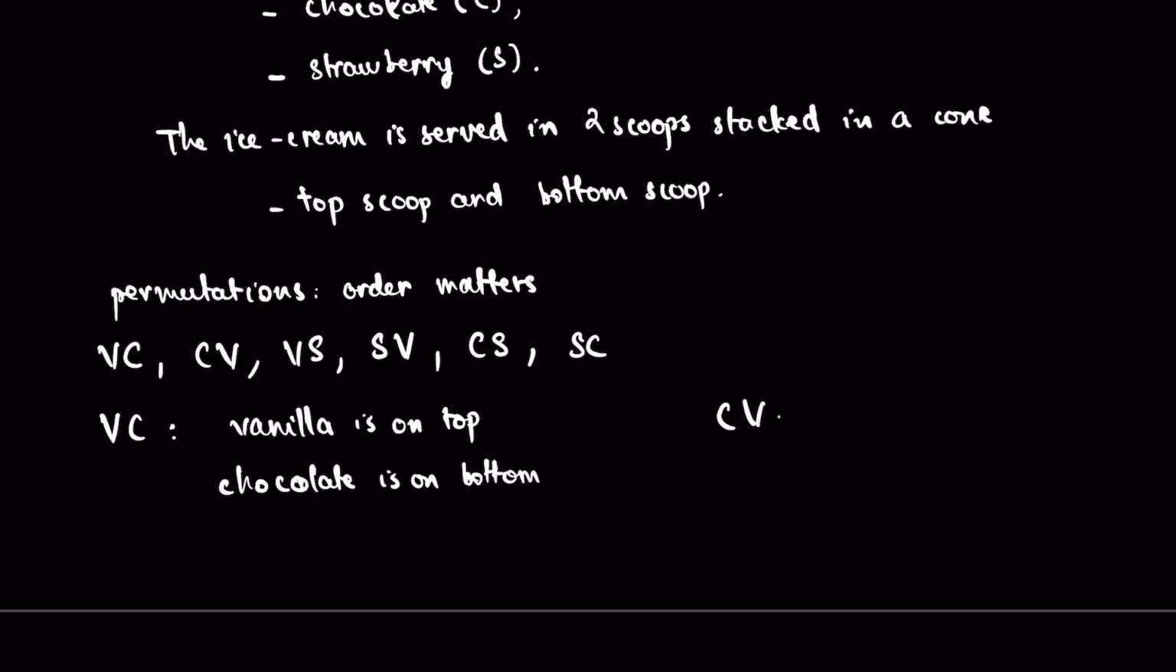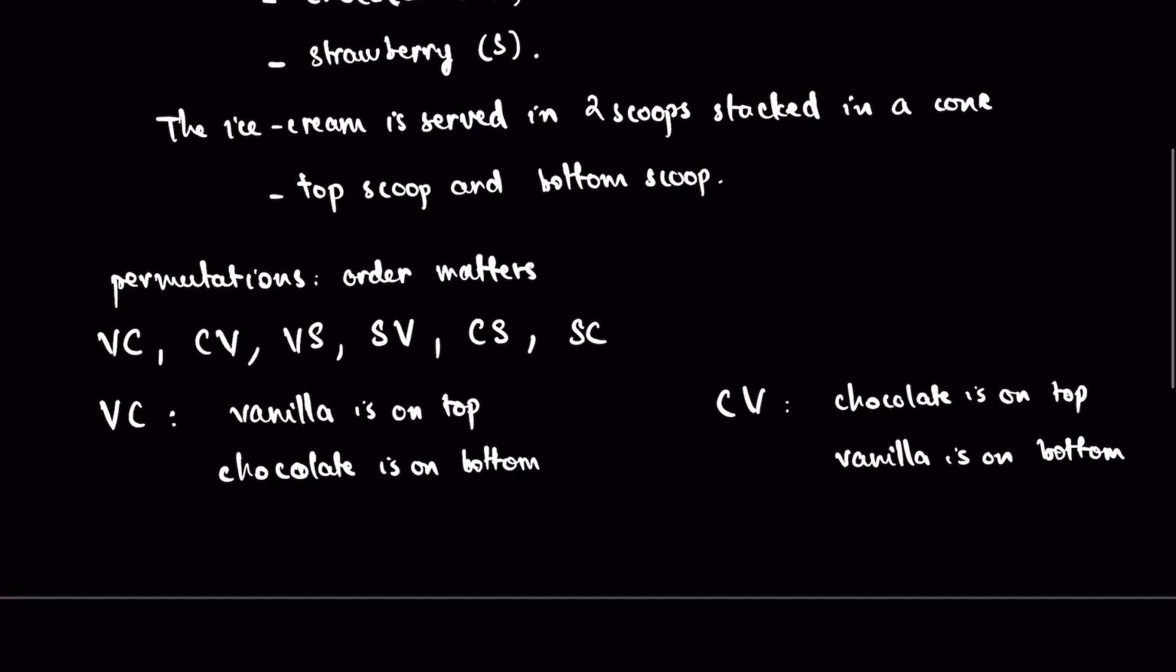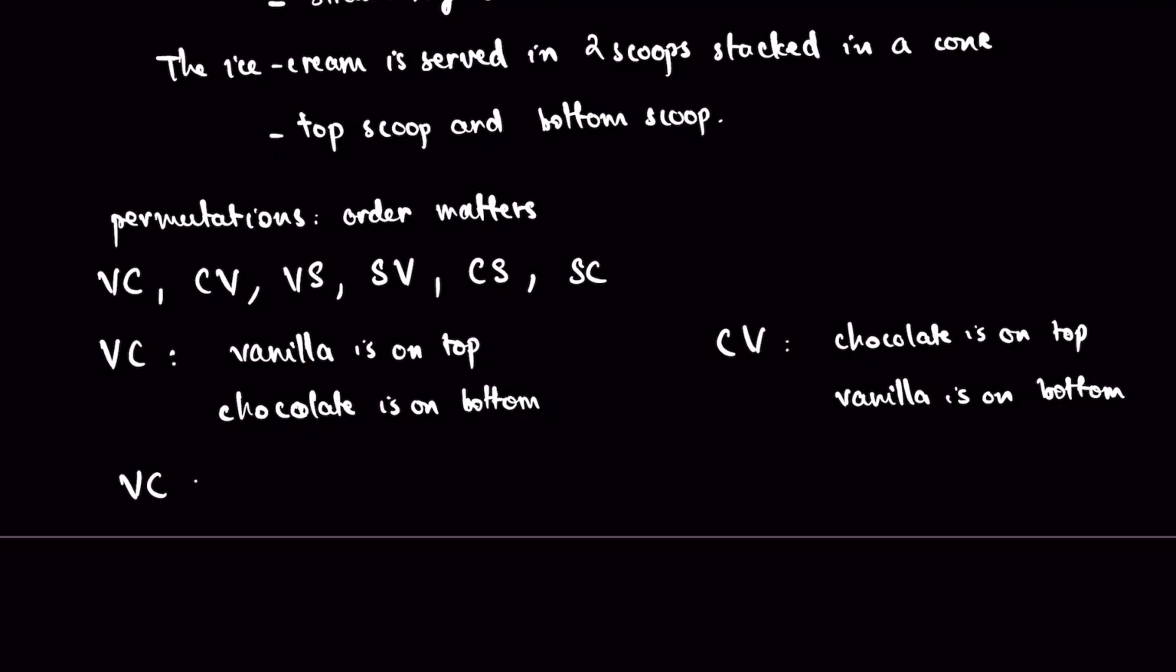Whereas CV means chocolate is on top and vanilla is on the bottom. So again, for permutations, we care about the order of the arrangements, and obviously VC and CV ice cream are visually different. That's why we use permutations to calculate the number of arrangements.